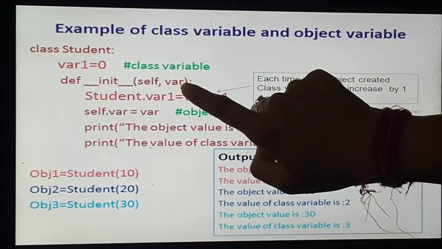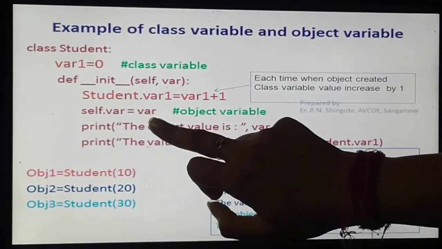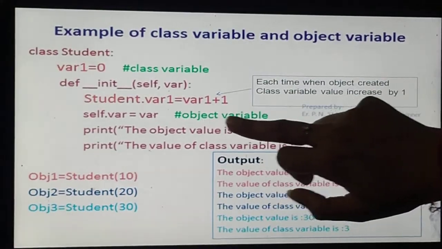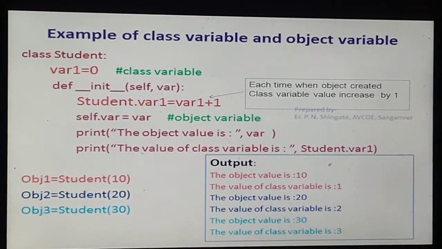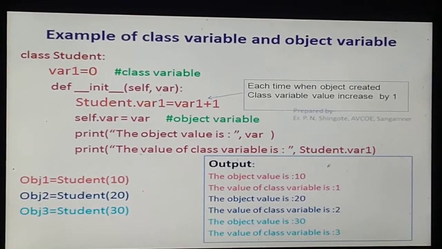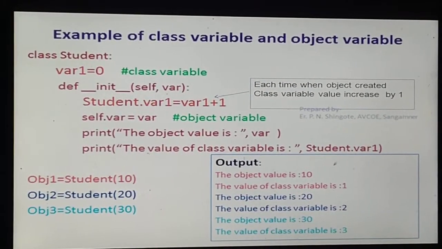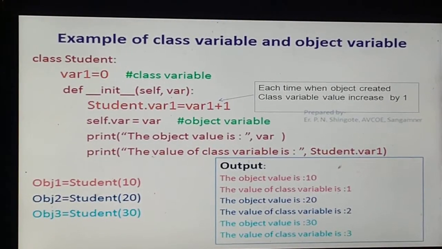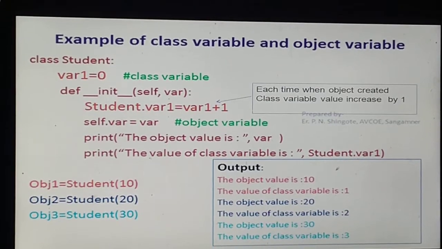The object variable is var. Self.var assigned by var, this is what you call the object variable. So the variable defined inside the method is known as the object variable, and the variable defined inside the class is known as the class variable. This is a very basic and simple example of class and object variables.